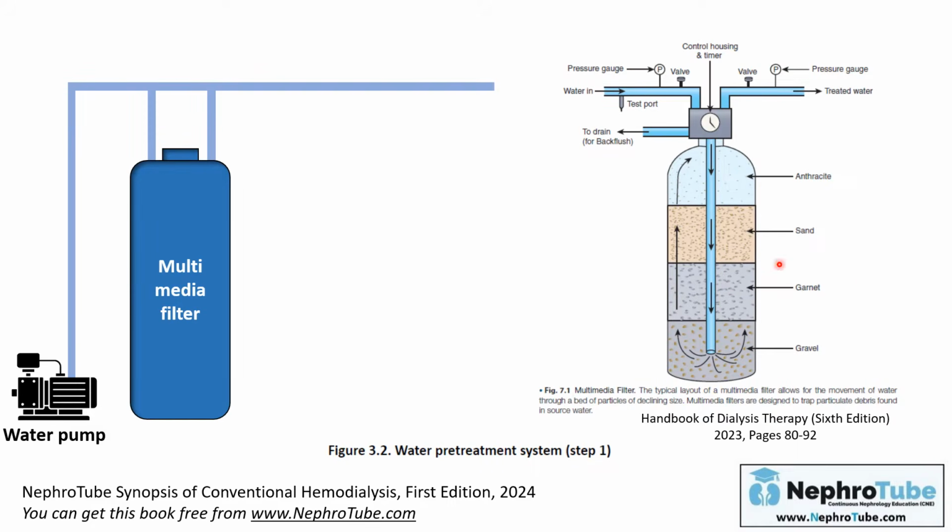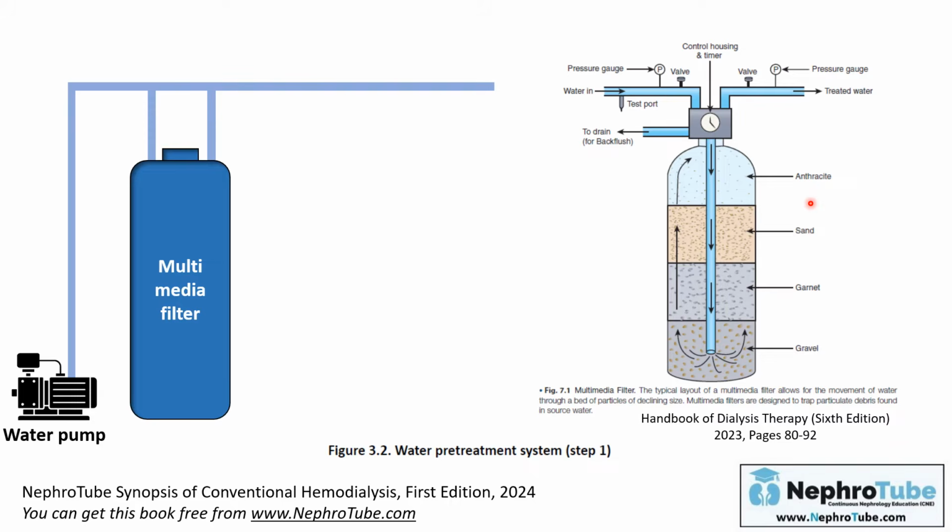I want to show you the internal structure of the multimedia filter, although I didn't use this diagram in my book. The multimedia filter is composed of multiple layers: a layer of gravel, a layer of garnet, then sand, then anthracite.